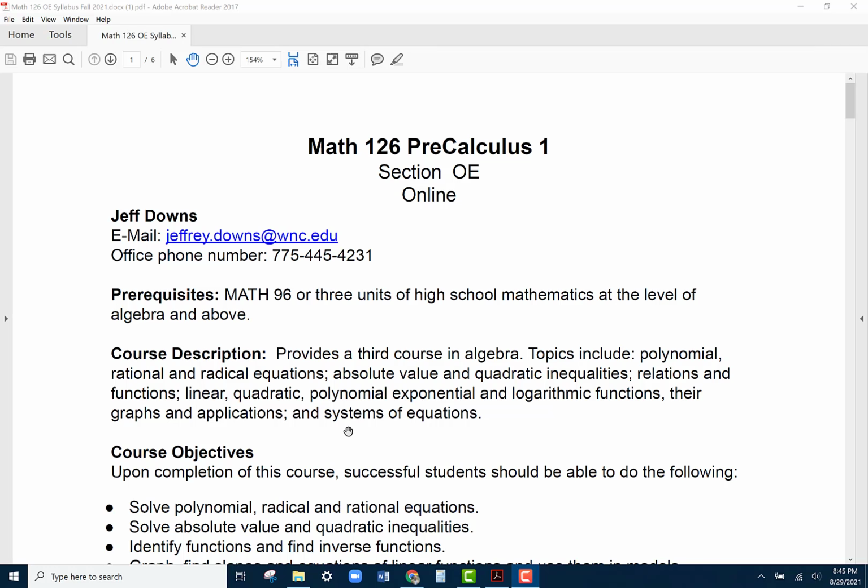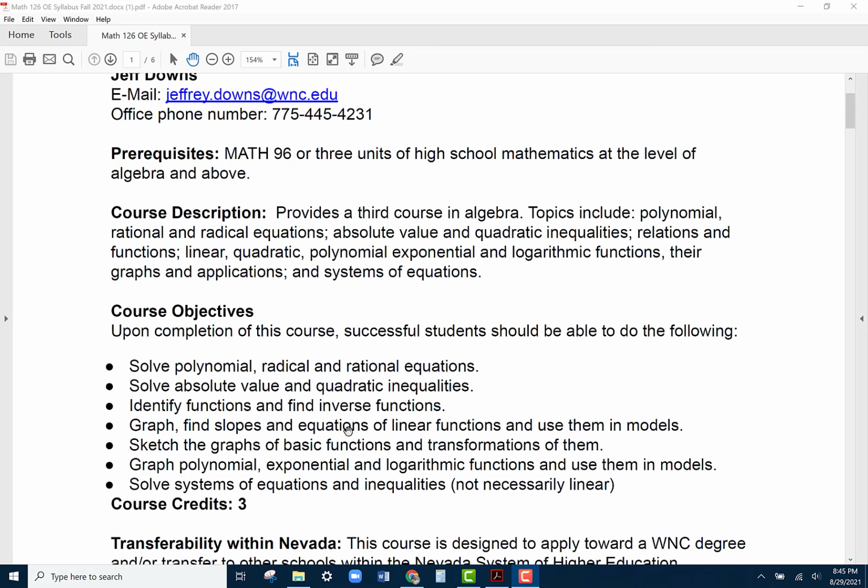The prerequisites for this class are Math 96, or 3 units of high school mathematics at the level of algebra and above. The course description provides a third course in algebra. Topics include polynomial, rational, and radical equations, absolute value equations, and quadratic inequalities, relations and functions, linear, quadratic, polynomial, exponential, and logarithmic functions, their graphs and applications, and systems of equations.